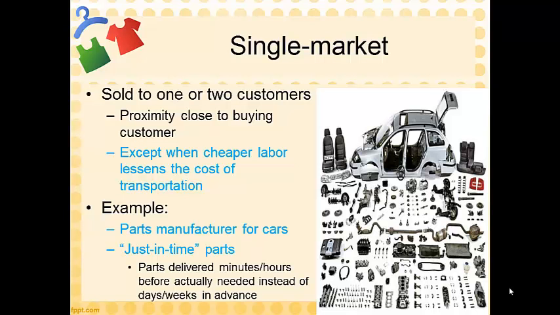All right, talk about single market. Again, it's sold to one or two customers, and once again, it's close to the buying customer. Now, the only time there is an exception is when there's cheaper labor. For example, when companies locate to a foreign country, cheaper labor actually lessens the cost, even though we're transporting from around the world. So an example of this is parts for manufacturing a car. You can see the picture here. There are a ton of parts that go into a car, hundreds of parts. These are called just-in-time parts. These parts are delivered minutes, hours before they're actually needed instead of days and weeks in advance.